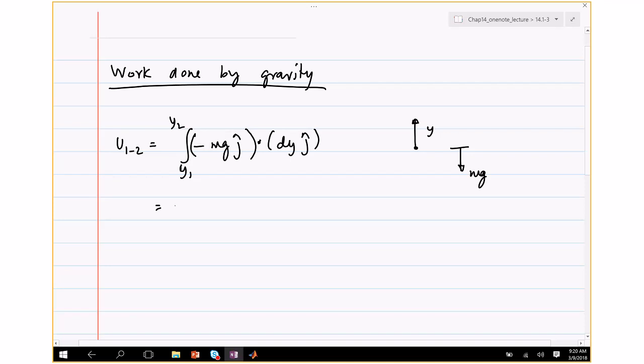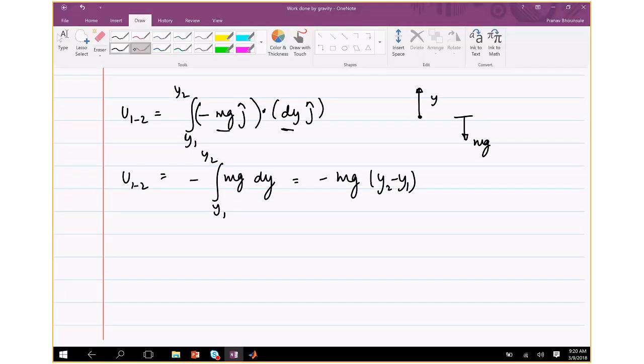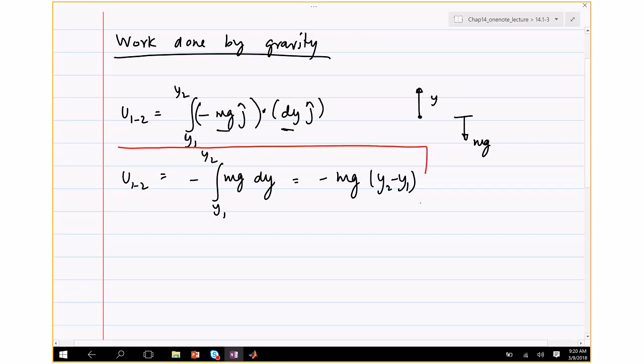So when you take the dot product, you need to take this times this, right? So it's the integral of negative mg dy from y1 to y2, which is minus m g (y2 minus y1). So this is the formula for the work done due to gravity. Okay, it only holds true for this convention, which is upwards is positive. The next thing we want to understand is work done by a spring force.